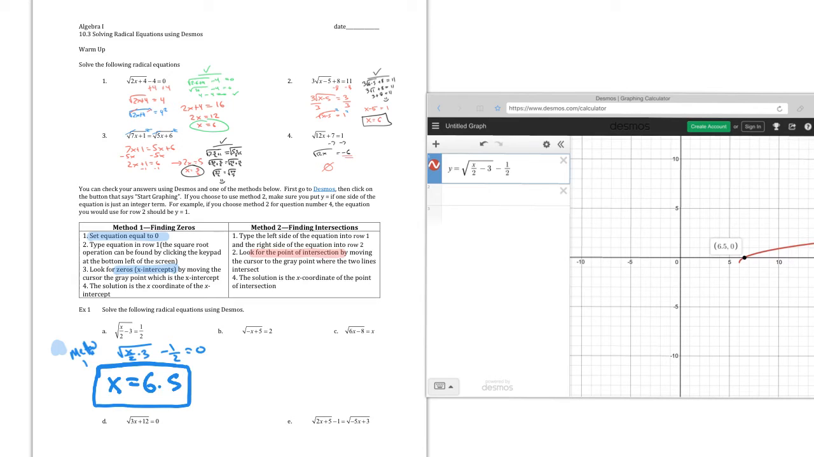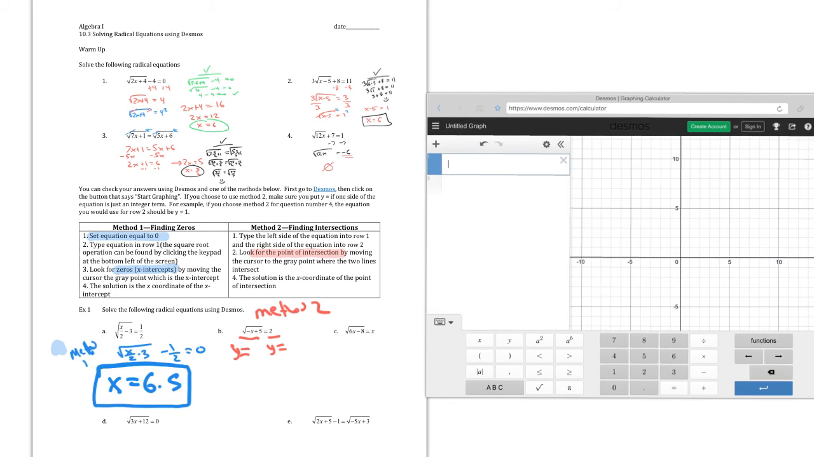Now, let's do b here, and we're going to go with method 2 for b. Method 2 says I'm going to type the left side into row 1 and the right side into row 2. Okay, and what we want to do is make sure we say y equals for both of them. And by doing this, I'm basically graphing the left side and graphing the right side, and I want to see where they cross. So I go back into Desmos here, I clear off my first equation, and the left side is square root of negative x plus 5, and the right side is 2.